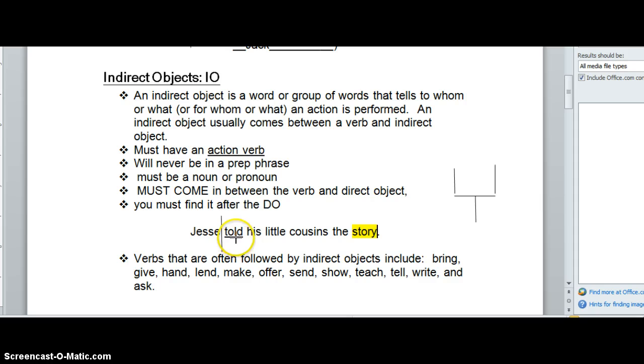If I draw a line from goalpost number 1, goalpost number 2 for the DO, and if I were to connect my goalposts, it's a little sloppy. Then your IO has to be in between here. So I'm going to say Jesse told the story to who? I only want the noun or pronoun, no adjectives. And so that's going to give me cousins, and I'm going to use green. Cousins is a noun, and so that's my indirect object.